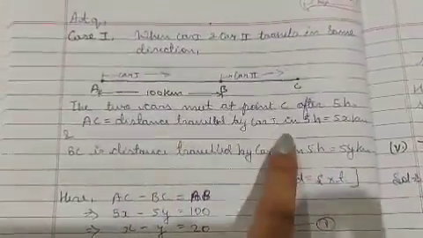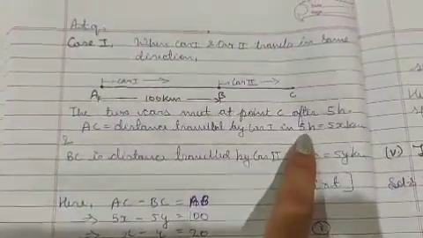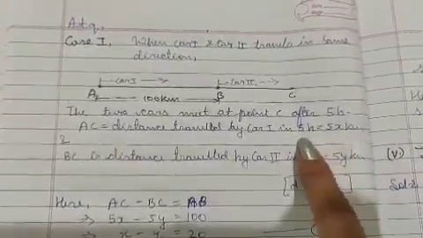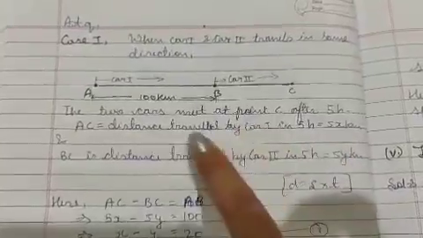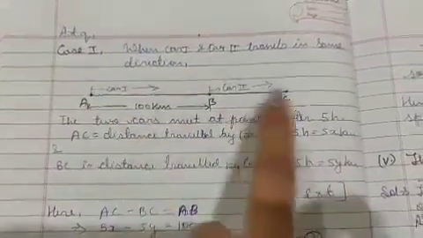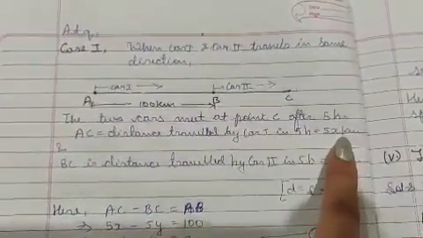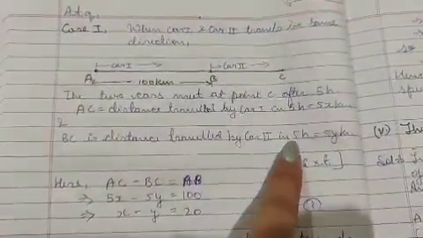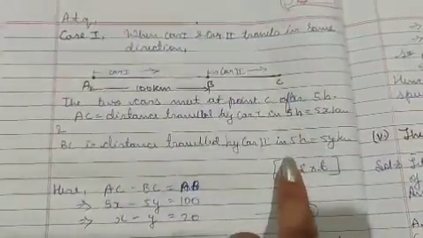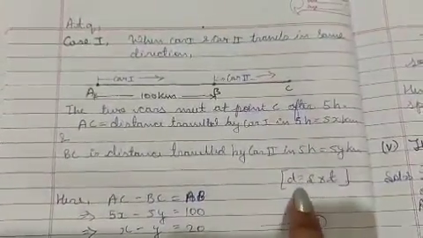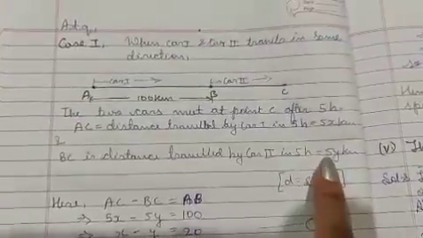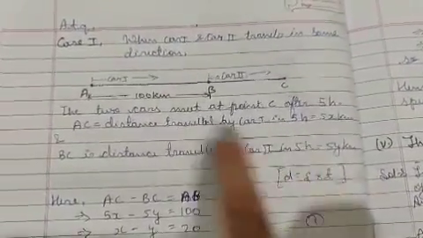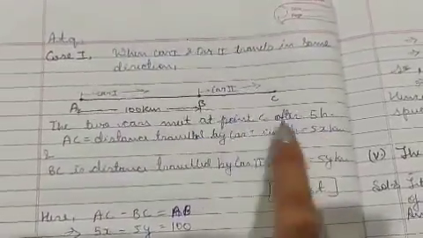So AC is the distance traveled by car 1 in 5 hours. We have assumed the speed of car 1 is x kilometers per hour and the time taken by that car is 5. So distance AC is equal to 5x kilometers. And BC is the distance traveled by car 2 in 5 hours. Distance is equal to speed into time, so 5 is the time and y is the speed of car 2. So AC is 5x and BC is 5y.